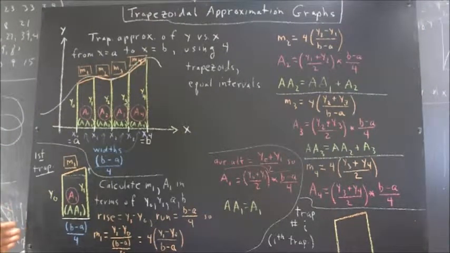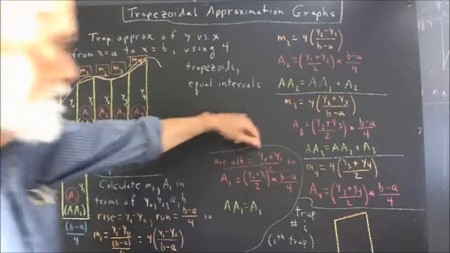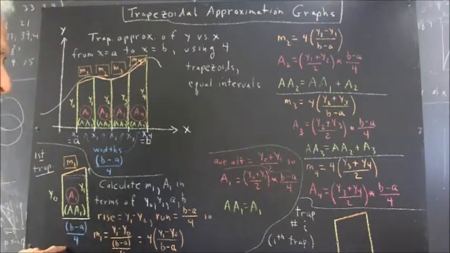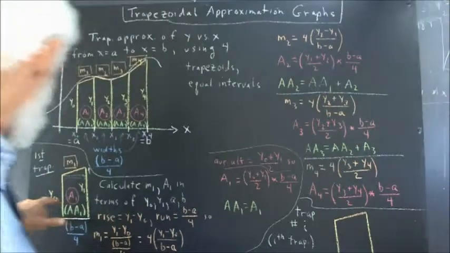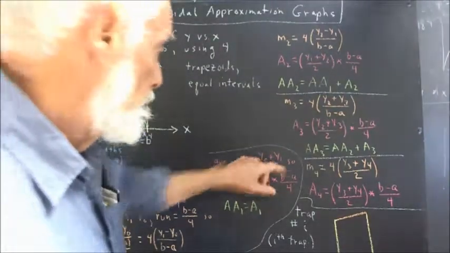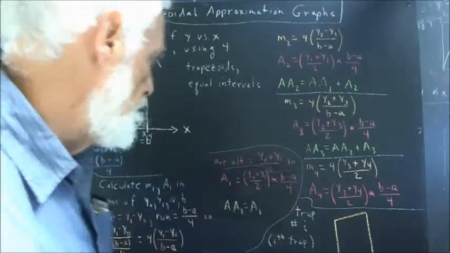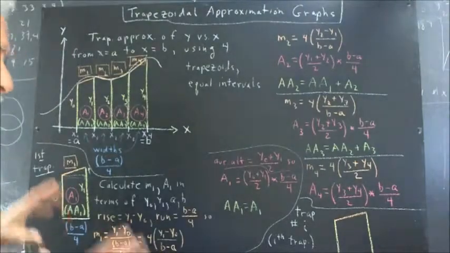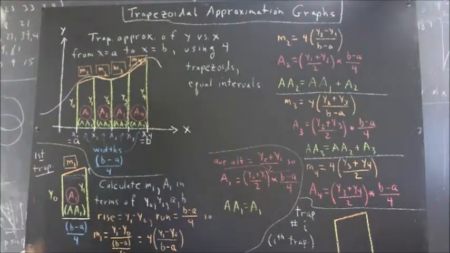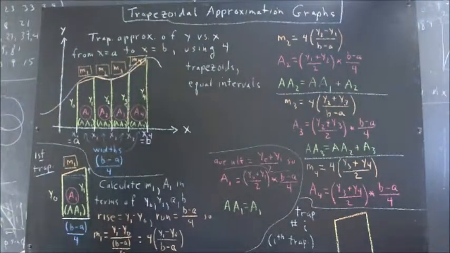So, the area of the first trapezoid is average altitude times width. We know the width, B minus A over 4. Average altitude for the first trapezoid is y0 plus y1 over 2. So the area is y0 plus y1 over 2 times B minus A over 4. I like to keep the 2 and the 4 there because they have meanings, and we don't want to lose those meanings by just using an 8 in the denominator. That's okay once we're really familiar with the meanings and know where that 8 comes from.